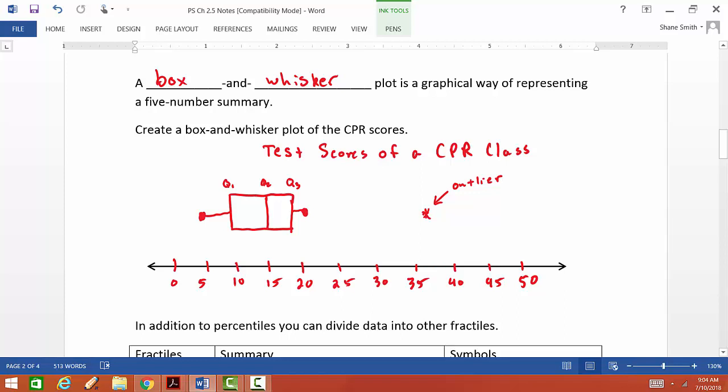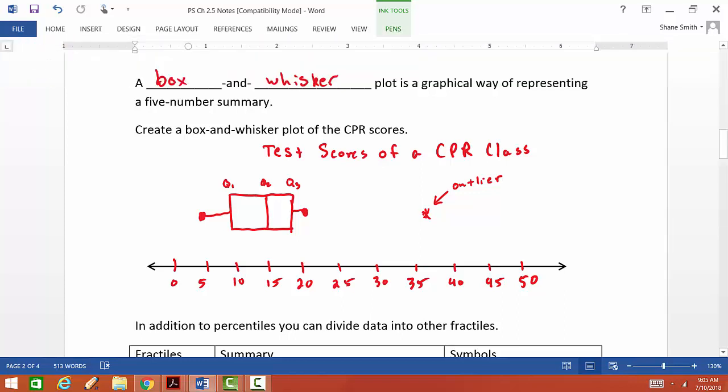This way, because if I had this long whisker that went out, it looks like there's a lot of data that's spread out from 18 to 35. But that's really not the case. Really, most of our data in this upper fourth, or this upper quartile, is just from 18 to 21, and there's only one data value that's really out here. So I like this method of a box and whisker plot of identifying outliers this way.